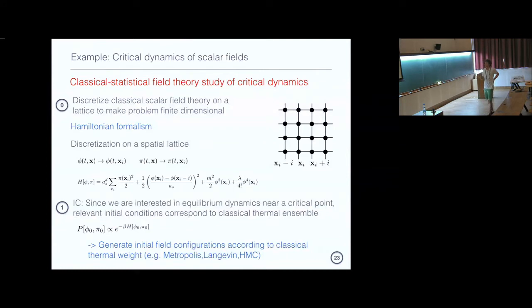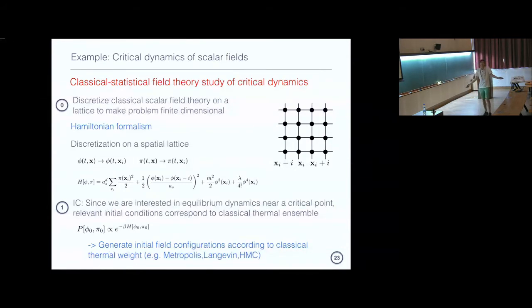Good. And then the next step is we want to study dynamics. We know our system is going to obey classical equations of motion, but we need some sort of initial condition. That's going to be the only difference between this here and what we're later going to do in non-equilibrium: the initial condition.